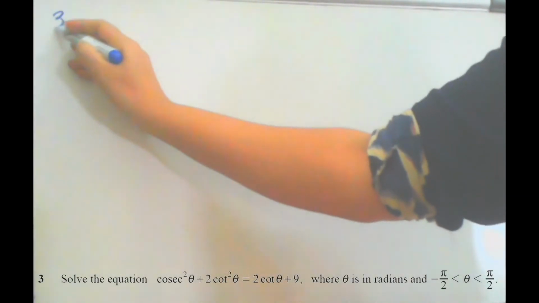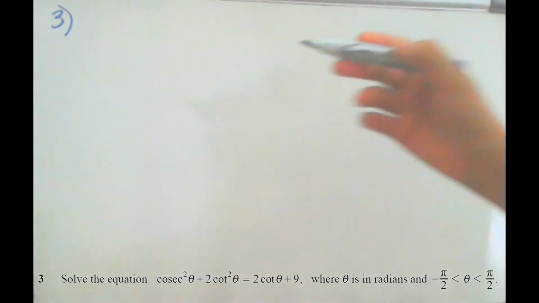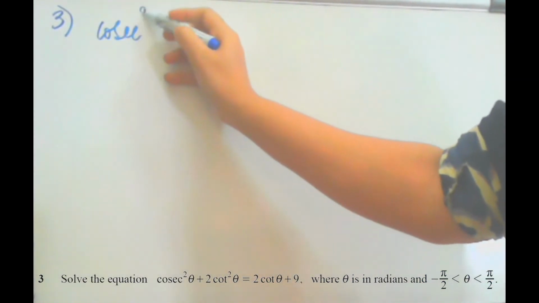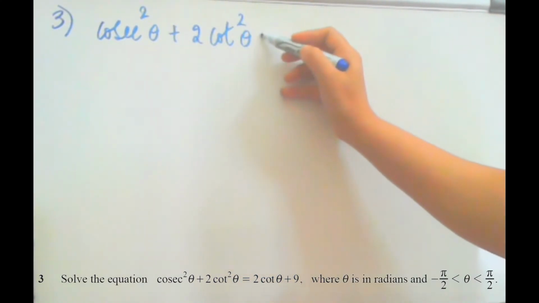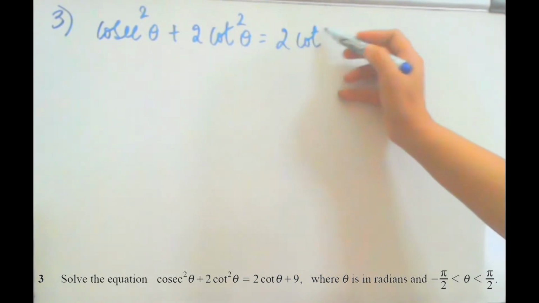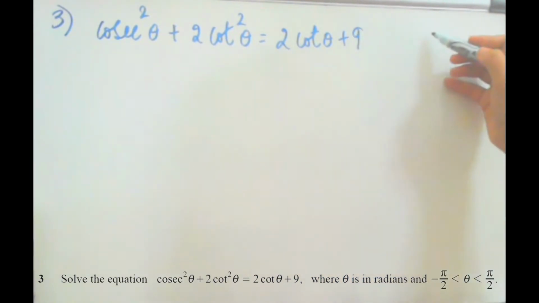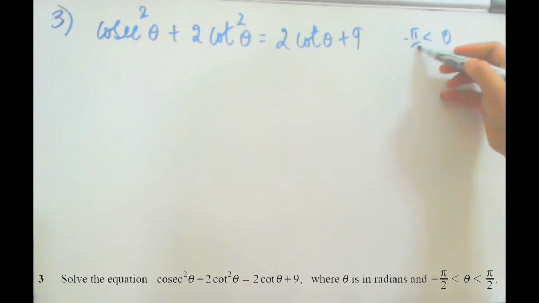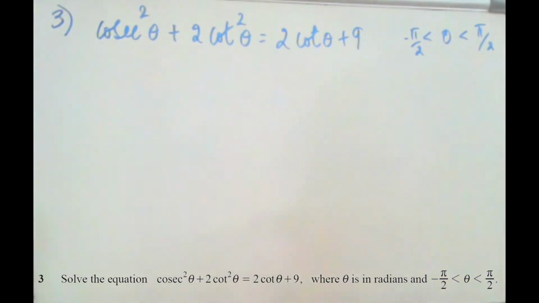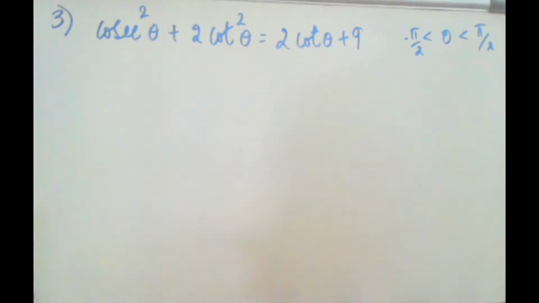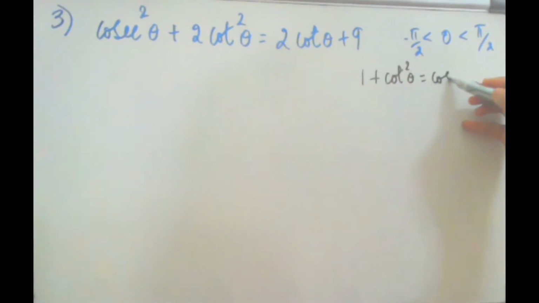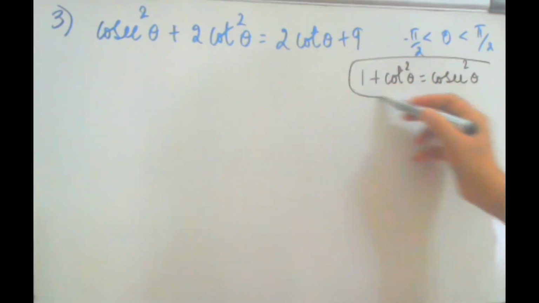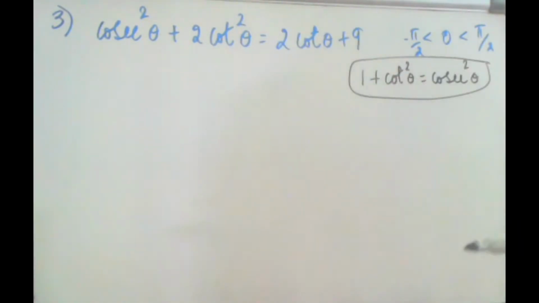Okay, so we are starting with question number 3. Solve the equation cosec²θ + 2cot²θ = 2cotθ + 9, where θ is between minus π/2 and plus π/2. So let's recall the identity 1 + cot²θ = cosec²θ. So this is the trigonometric identity that we will be using here.